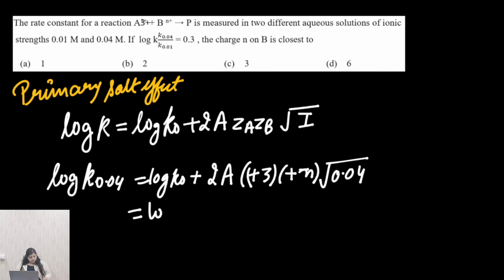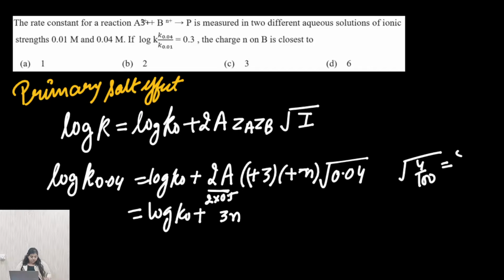So this will become log of K naught plus 2A value is equal to 2 into 0.5, which will become unity only. So this becomes 3n into the root of the ionic strength, which is 4 by 100. Out of the root, it will be 2 by 10, which is your 0.2 value. This is for the log of the rate constant K when the ionic strength is 0.04.